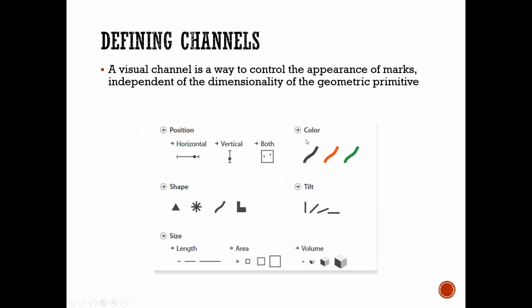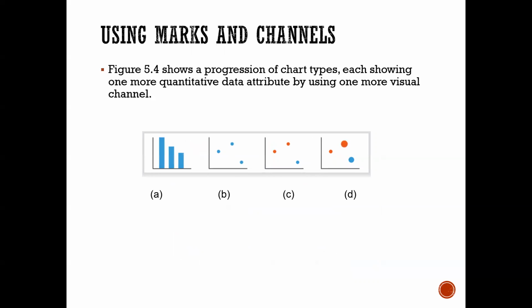Channels are a bit more difficult, and it's a way to control the appearance of those marks independent of the dimensionality of the geometric primitive that we're using, whether it's a point, a line, an area, or a volume. You can see color, tilt, shape, size, and volume all appear as different types of channels. So we can combine the marks and the channels to make our visualization.